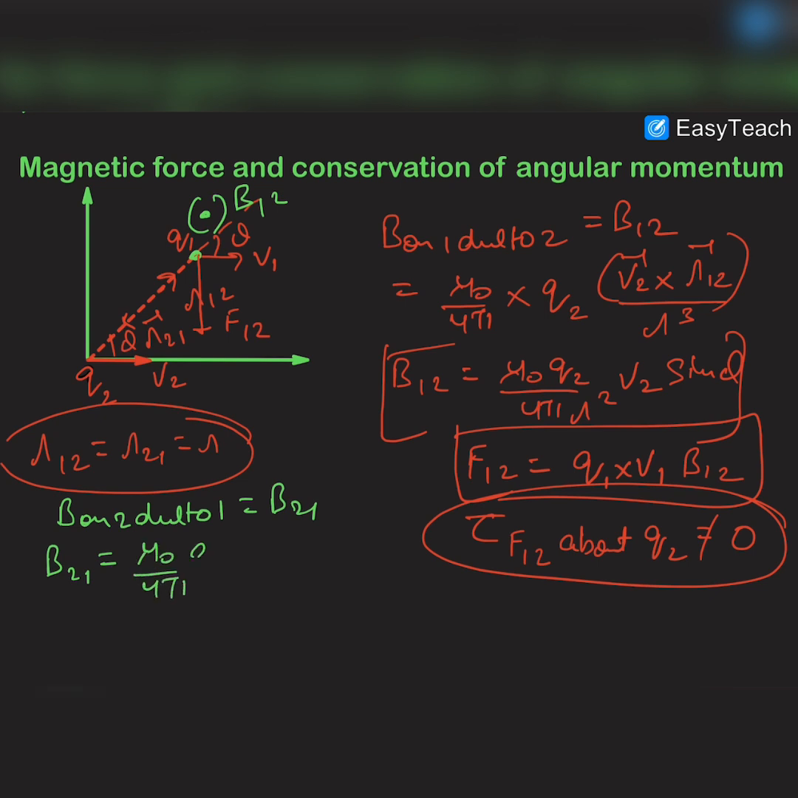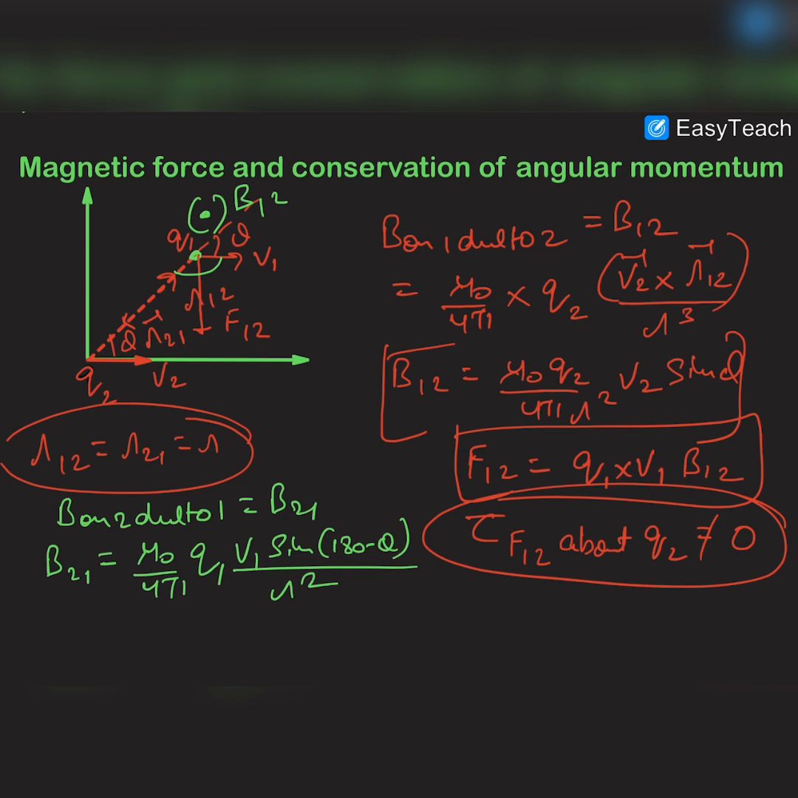Now I am just writing down directly mu naught by 4 pi Q into V. Now V is V1, and this is crossed with this vector R12, which is also equal to R, but this angle will be 180 minus theta, so it would be sine 180 minus theta, which is the same as sine theta divided by R square. This is the magnetic field on 2 due to 1, and the force acting on 2.